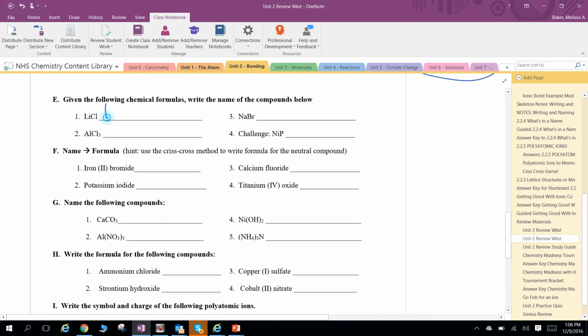Alright, let's talk about naming. When you're naming something like LiCl, you just change the ending to "ide." So number 2 would be aluminum chloride. Number 3 would be sodium bromide.